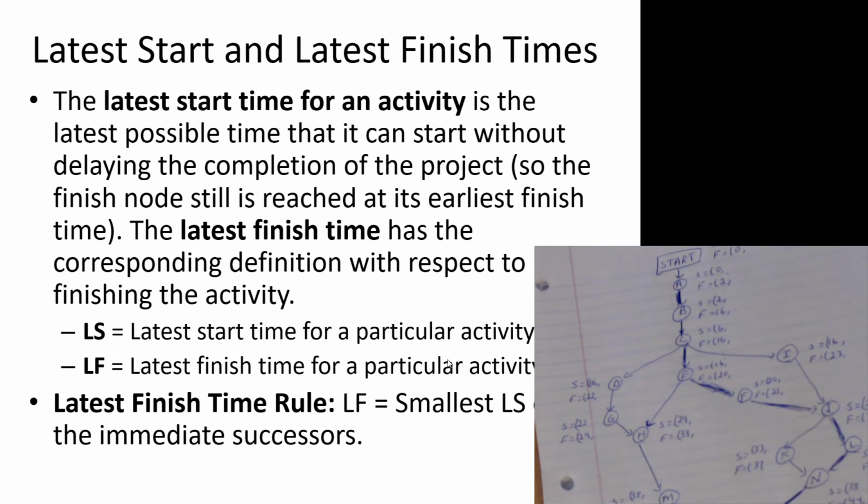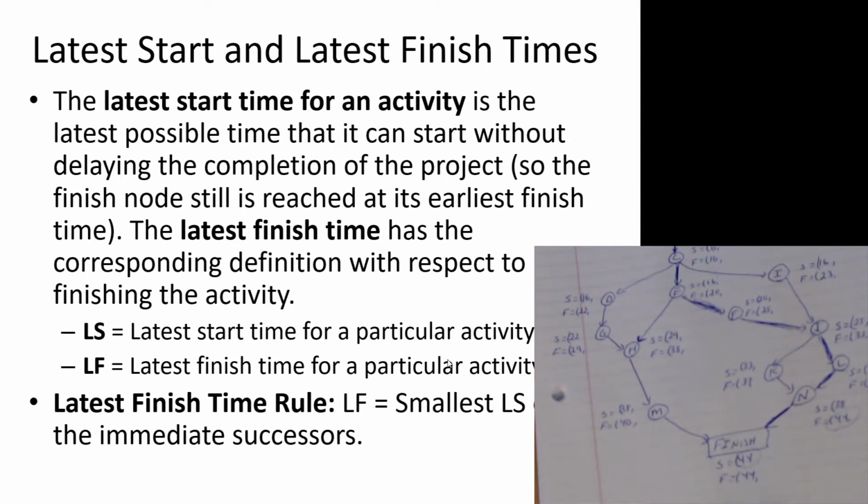So to find latest start, latest finish, we actually start with the end because we have to restrict ourselves to this 44 weeks completion time. So we start at the finish, or we start at the end, and we work our way to the beginning, which is a little bit tricky because we're very comfortable going from beginning to end. It's a little less comfortable going from end to beginning. It's kind of like reading from right to left when you've spent most of your time reading from left to right.